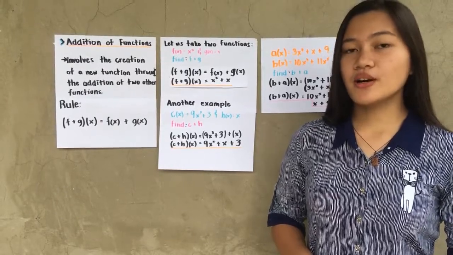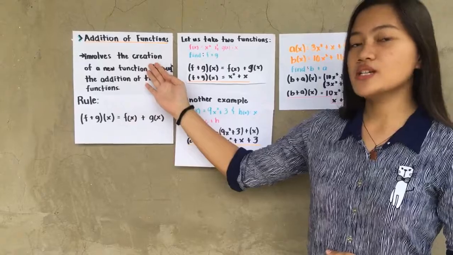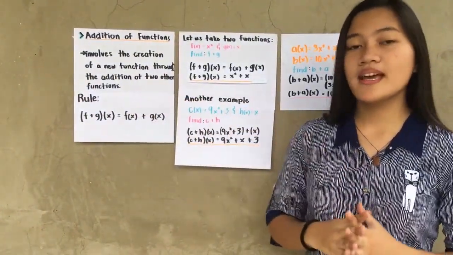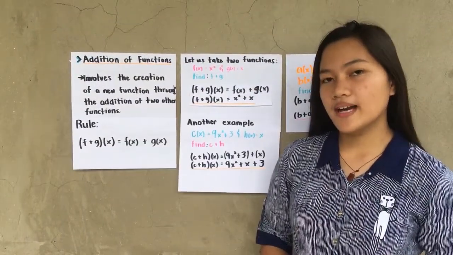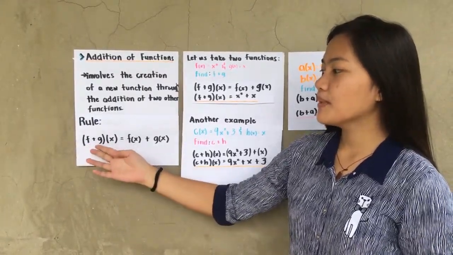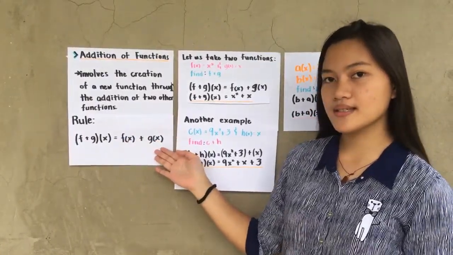Sum of functions are also called addition of functions. Addition of functions involves the creation of a new function through the addition of two other functions. So in short, it is just adding two functions to get a new one. In order to define the addition of functions, we just follow the rule that f plus g of x is equal to f of x plus g of x.